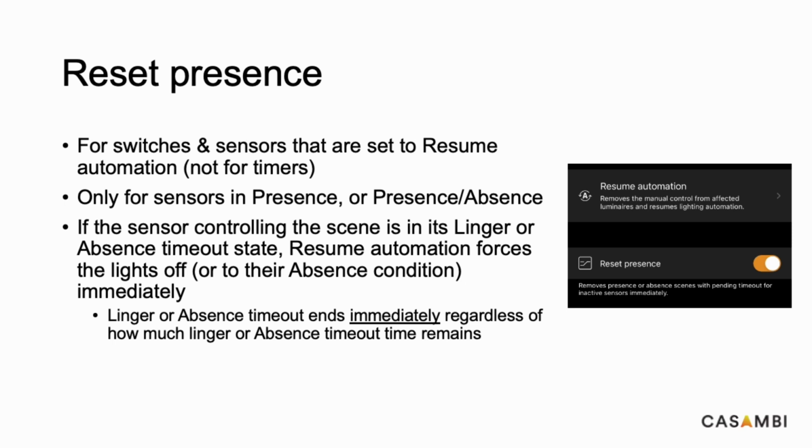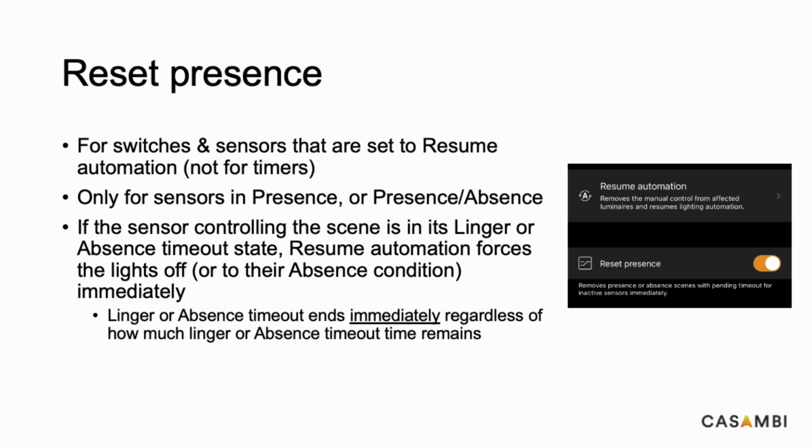So for example, if the sensor has only just entered a 15-minute linger time and you push the resume automation option, the lights will immediately fade off, so it'll count down to zero from the 15 minute linger time immediately, rather than continuing its normal countdown. So it only works in presence or presence absence mode for the sensors, and it only works if the sensor is in linger time state or in absence timeout state.